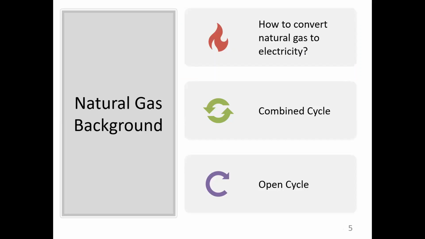So natural gas background. So how do we convert natural gas into electricity? There are two ways of converting natural gas into electricity. The first way is through an open cycle. In this cycle, natural gas is burned to produce pressurized gas, which spins the blades of a turbine connected to a generator. Inside of the generator, magnets spin, causing the electrons in wires to move, creating an electrical current, which generates electricity. The second way is with the combined cycle.